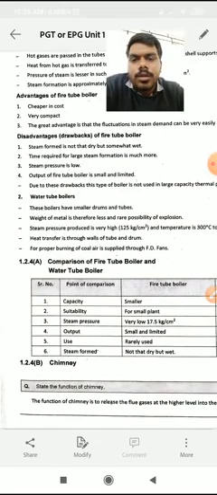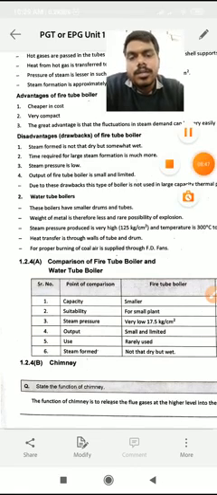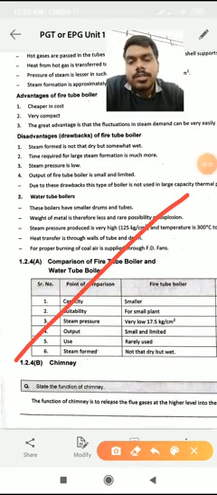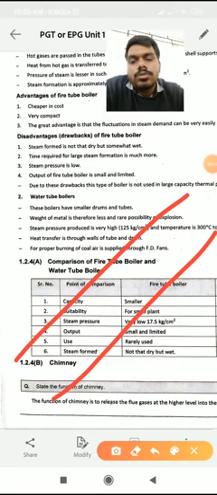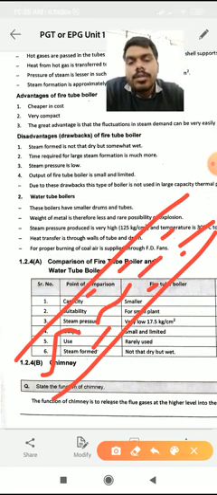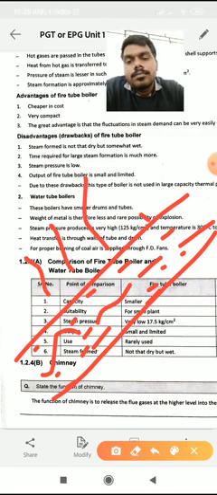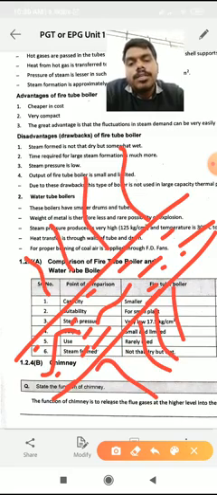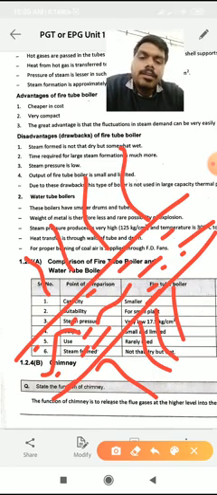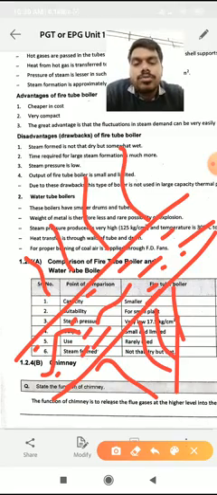Next one is the water tube boiler. These boilers have smaller drums and tubes. It is opposite to that. Let's suppose this is a tube. In the previous one there was gas inside, right? But in this case there will be water inside and gas outside. Due to this heating, the water inside gets heated and produces steam. That steam is then passed to the turbine.